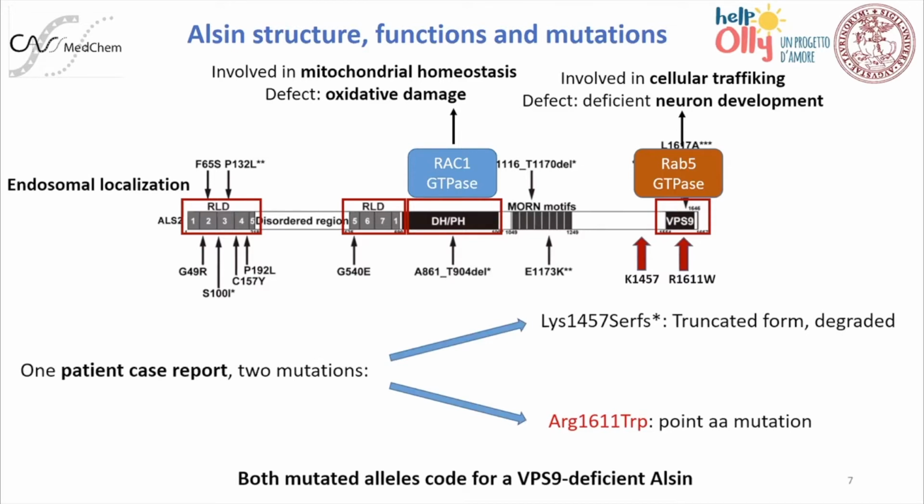Now here I'm reporting a patient case which harbors two mutations in Alsin, inherited respectively from the parents. The first mutation is not of particular interest, the top one, because it basically gives rise to a truncated form of Alsin which gets degraded. But the second one is a point amino-acid mutation in position 1611 of an arginine, so a positively charged residue, with a tryptophan. Important is that in any case, whatever the mutation is, the patient has a version of Alsin which is deficient for the VPS9 domain.